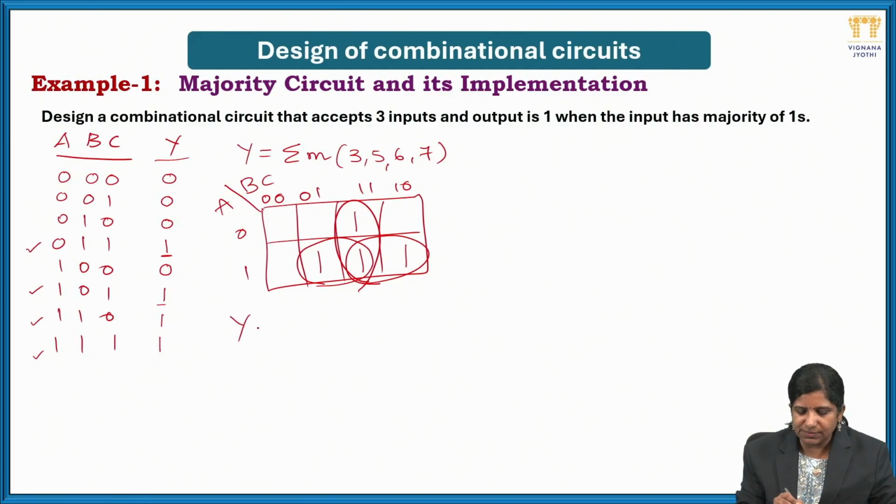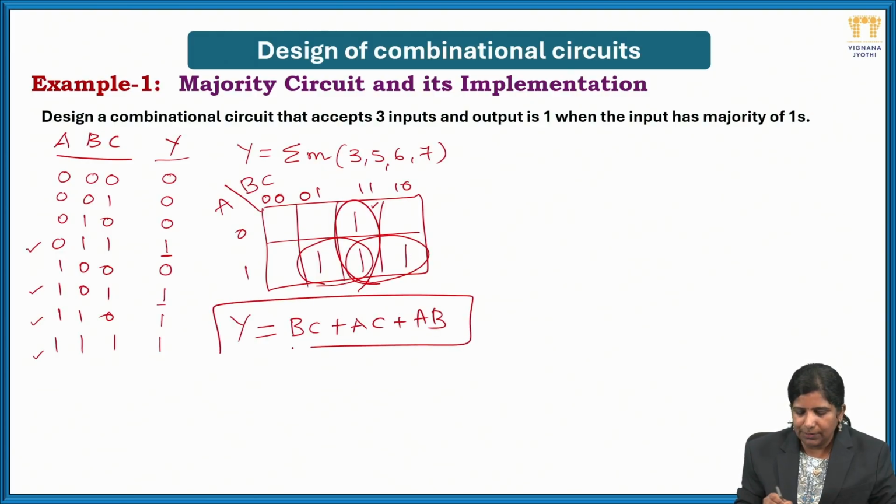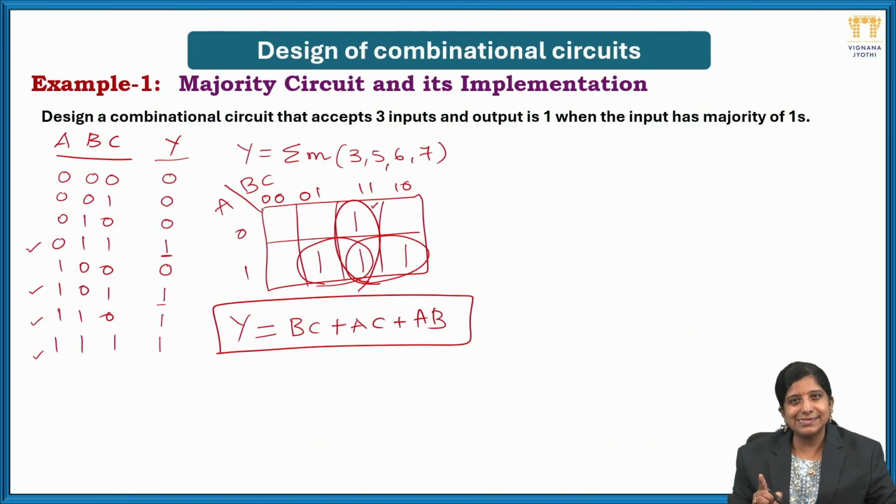Now, what is the output expression? Y is equal to, for this group, BC plus, for this group, A into C, then for this group, A into B. So this is the output expression for the given function. Once you got the output expression, the final step is to implement this expression by using logic gates. By seeing the expression, it is very clear how many logic gates are required. We need 3 AND gates and 1 OR gate. So we'll go for the logic diagram.